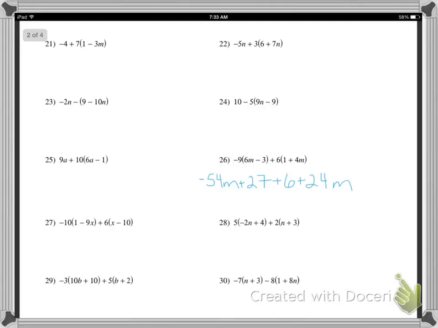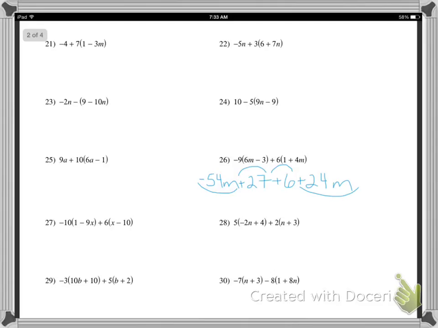Now, when we come to combine, we're just combining like terms. Here's a 54m, here's a 24m. We combine those together. And over here, here's a 27 constant and a 6 constant. We combine those together, and then we're done. We have a little, what's called a binomial, a two-term expression.